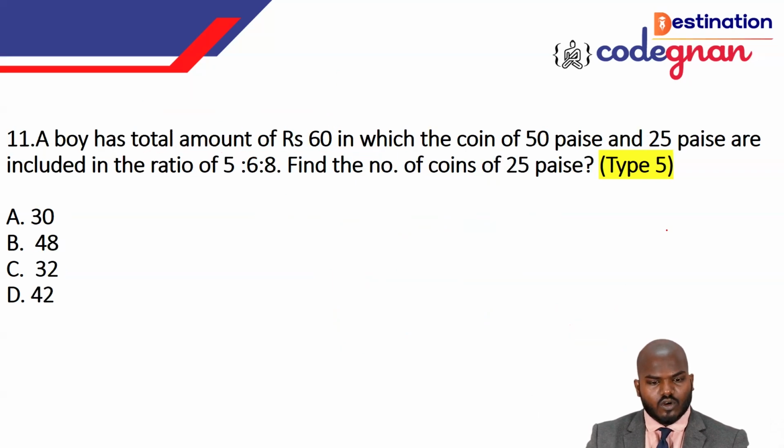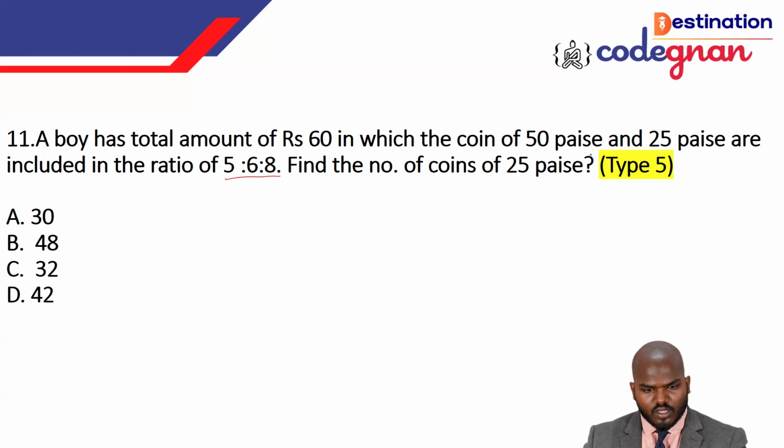A boy has a total amount of 60 rupees, in which the coins of 50 paise, 25 paise are in the ratio of 5 is to 6 is to 8. That's what they have given in this one. Find the number of coins of 25 paise. So you need to take it as 5 is to 6 is to 8.